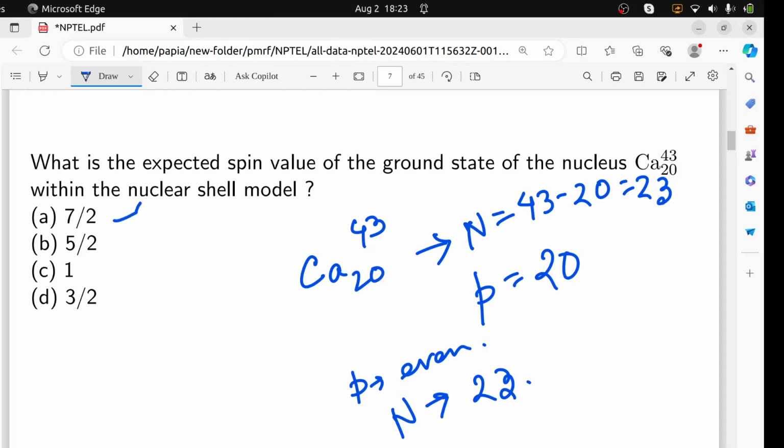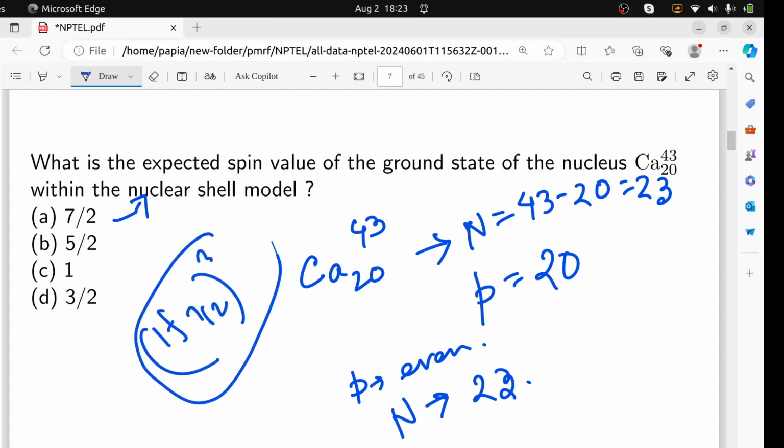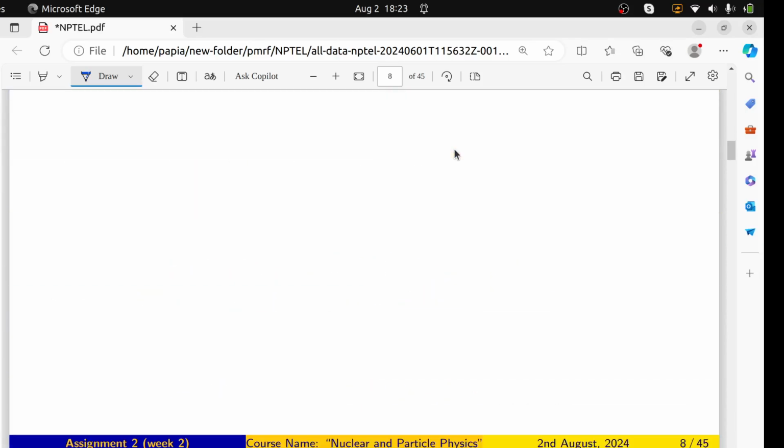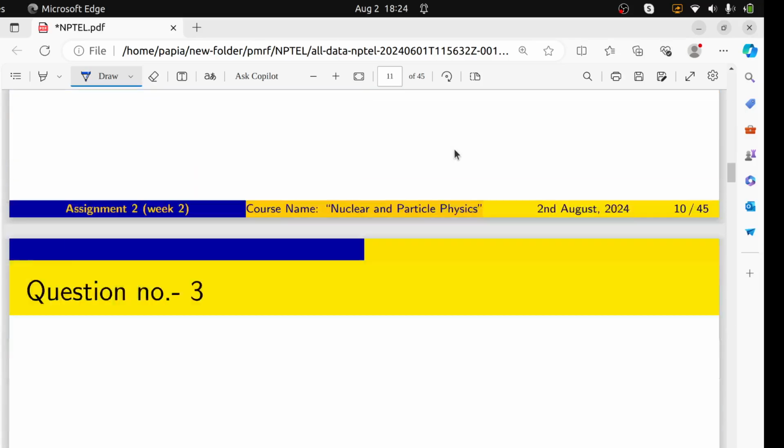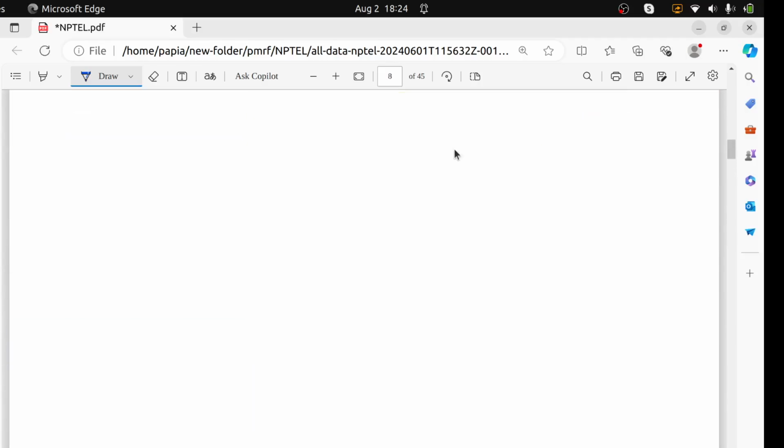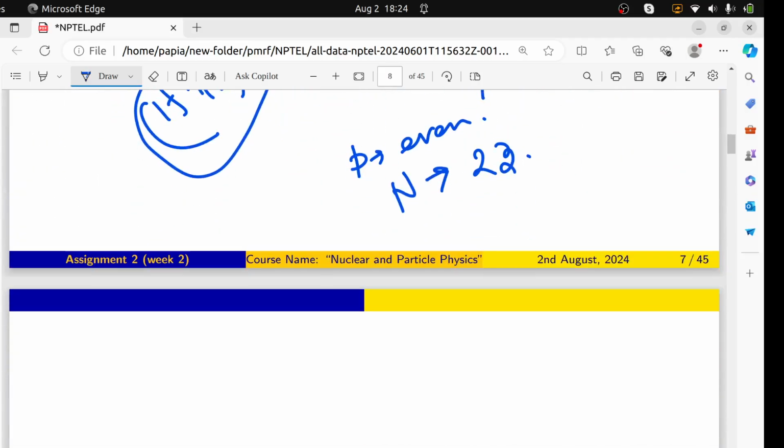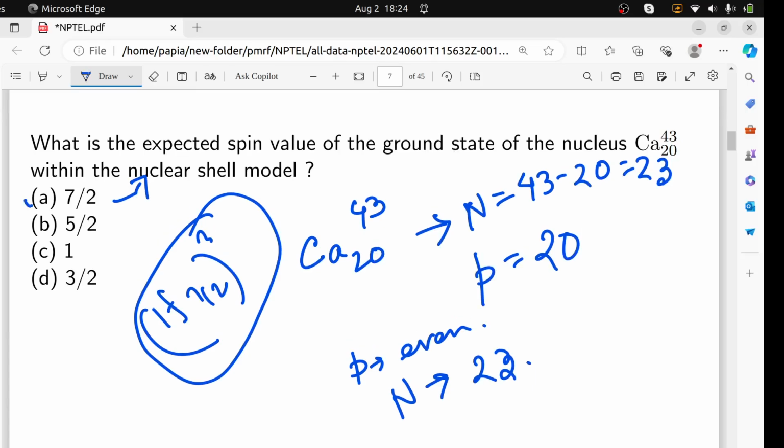So it is 7/2, because we have seen that 1f 7/2 ^3 was the last nuclear shell configuration. Maybe I did not write it, it is in that form. Okay, fine. So the correct answer will be 7/2. Okay.